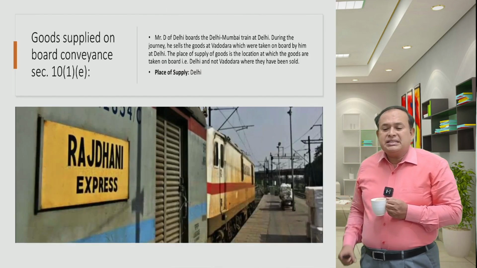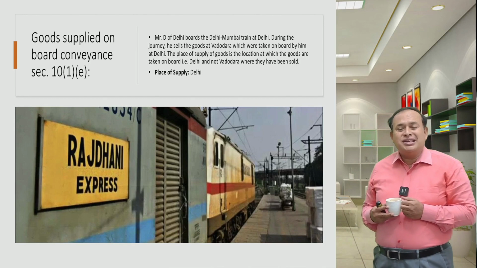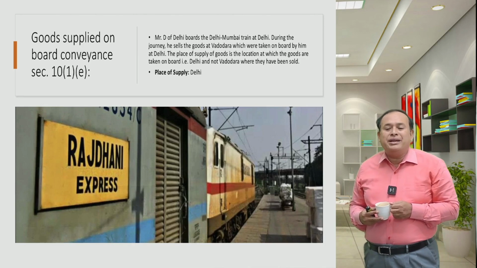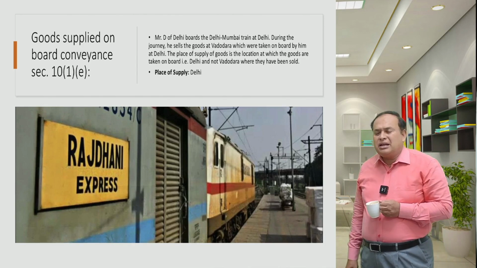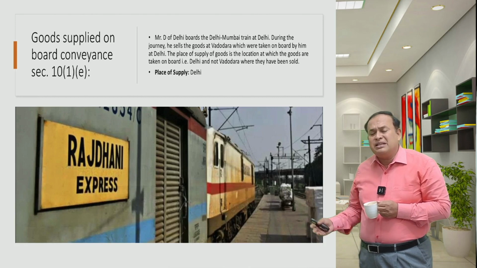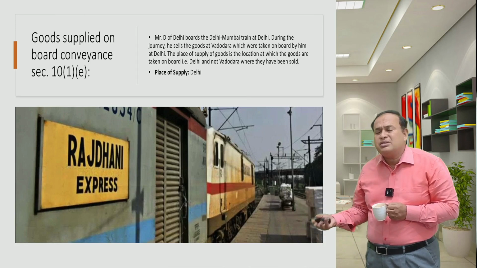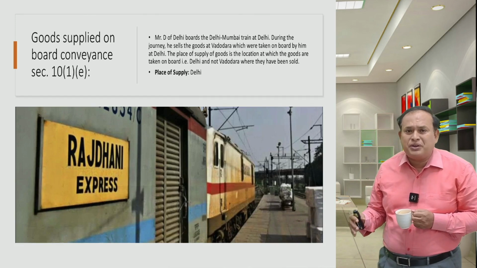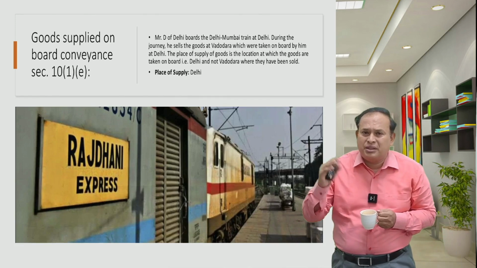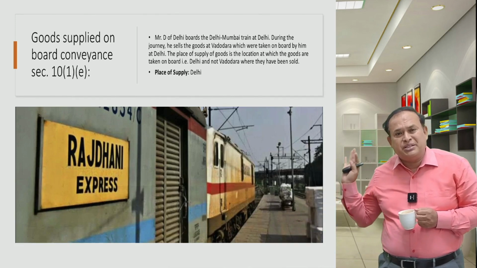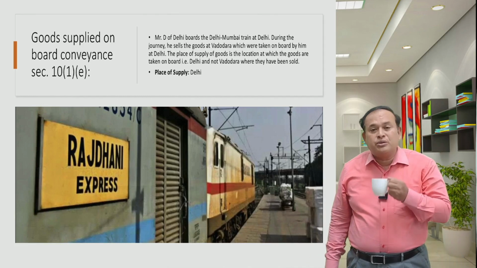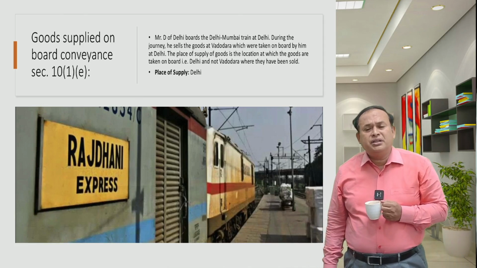Further referring to you Section 10, Subsection 1, Clause E, goods supplied on board a conveyance. Conveyance includes vehicle, vessel, aircraft, train. It is not the reimbursement from the employer to the employee; that is a different concept. We have a separate definition for the term conveyance, which includes vessel, vehicle, aircraft, train, like that.